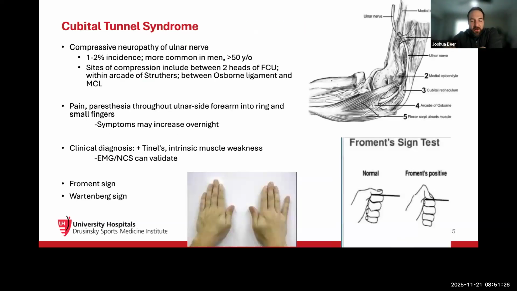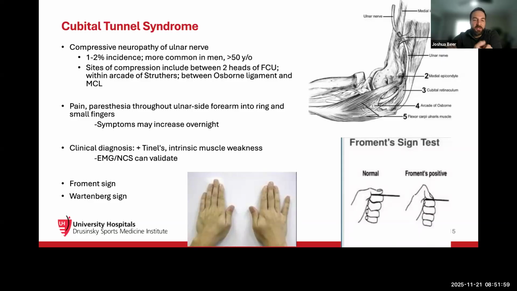Moving on with cubital tunnel syndrome. This is a compressive neuropathy of the ulnar nerve, more common in men in their 50s and 60s. There's a couple of different sites where it can be compressed. Most commonly, it's between the two heads of the FCU. Other considerations are within the arcade of Struthers and then the Osborne ligament and MCL. Complaints are pain and paresthesias throughout the ulnar side of the forearm, extending into the 4th and 5th digits. Symptoms may increase at night.